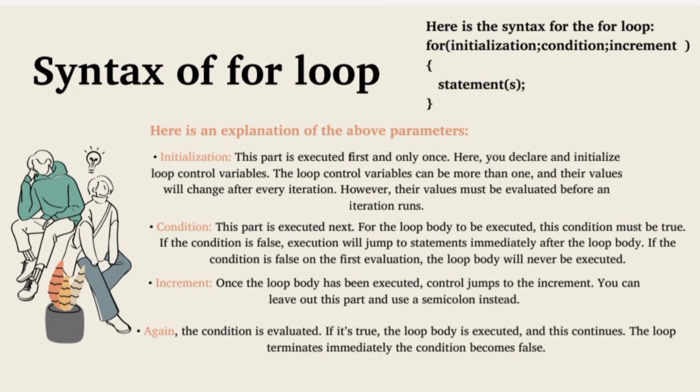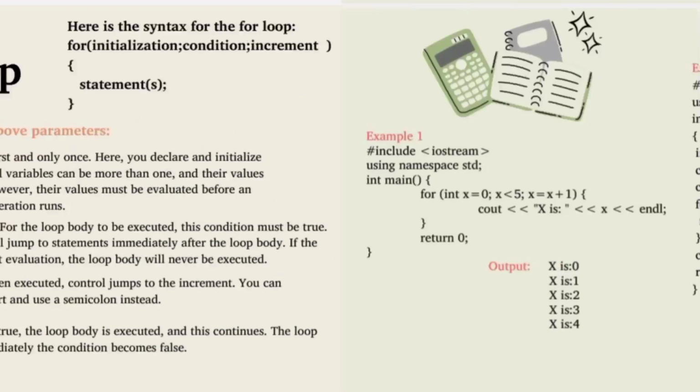Increment. Once the loop body has been executed, control jumps to the increment. You can leave out this part and use a semicolon instead. Again, the condition is evaluated. If it's true, the loop body is executed, and this continues. The loop terminates immediately the condition becomes false.